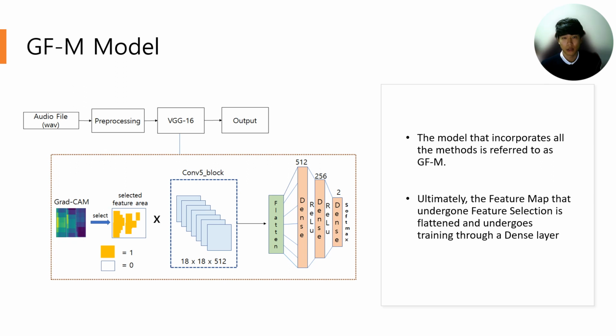The resultant feature maps, containing only the essential regions, are passed through a flatten layer to enter the dense layer for training. This constitutes the GFM model.